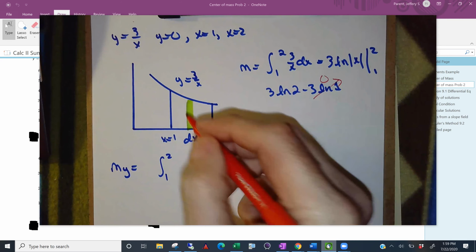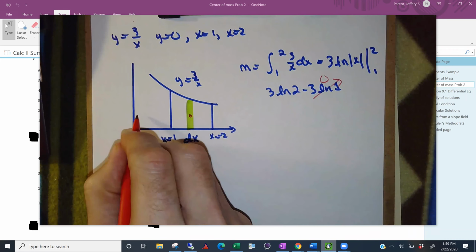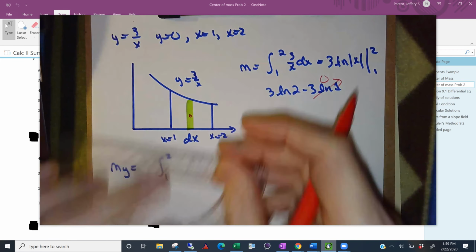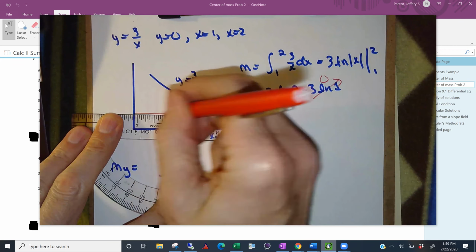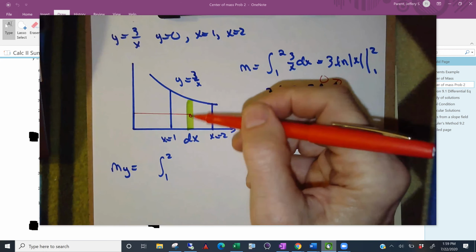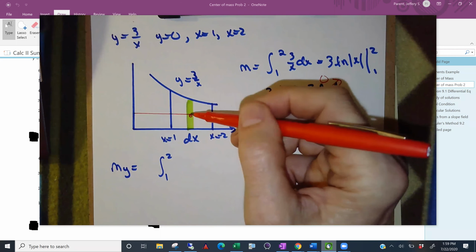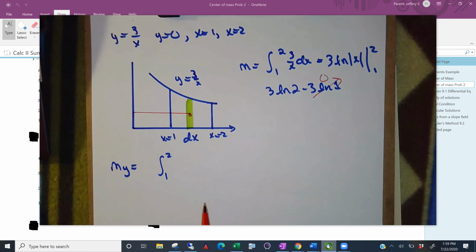And I need two things. I need the distance to the y-axis, so how far that center point is from the y-axis, and then times the area. The area is going to be the force that it rotates around the y-axis.